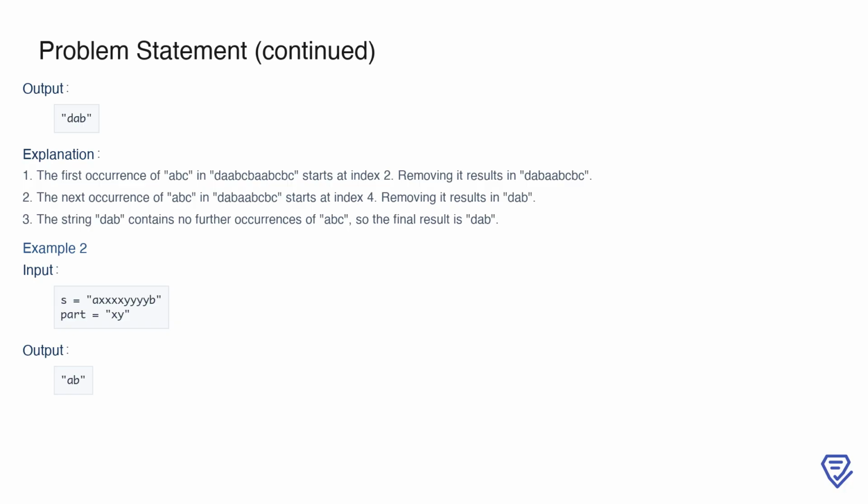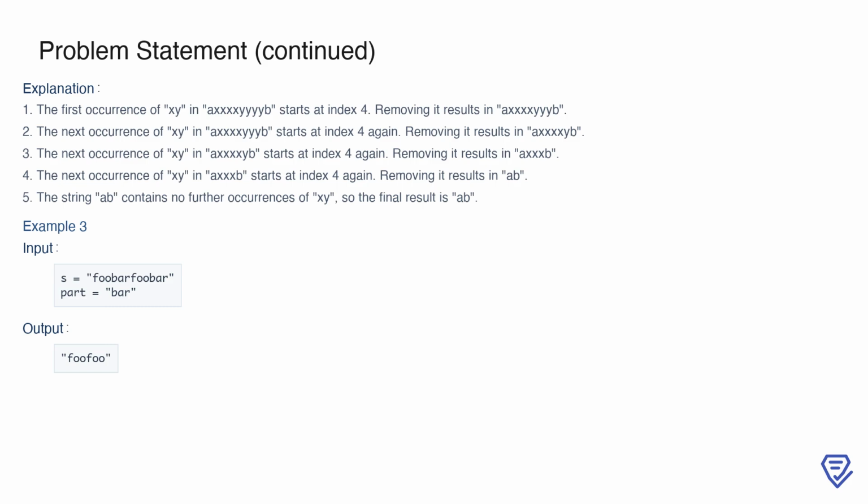First, we find ABC at index 2 in S, and removing it gives us dababk. Next, we find ABC again at index 4 in the updated string, and removing it results in dab. At this point, there are no more occurrences of ABC, so the process stops, and the final result is dab. This is the string that we return. Now let's look at another example.